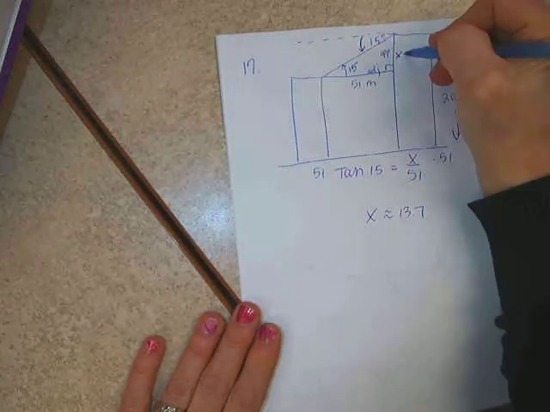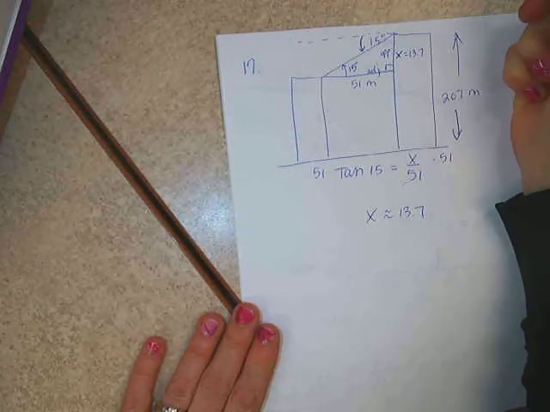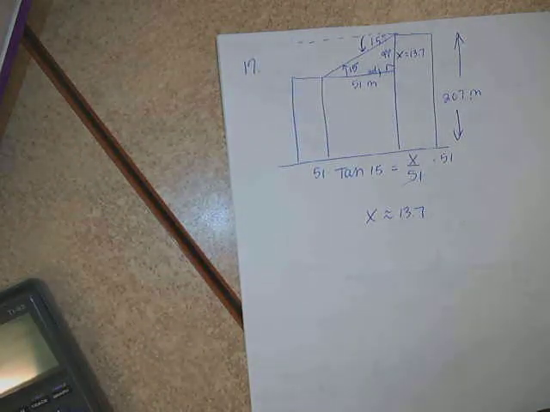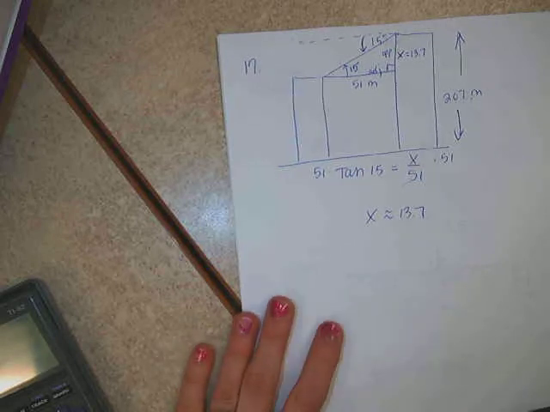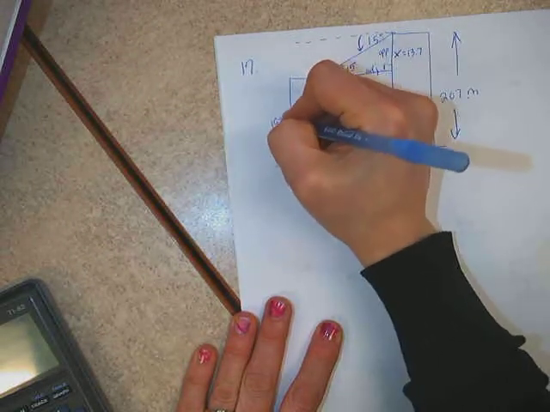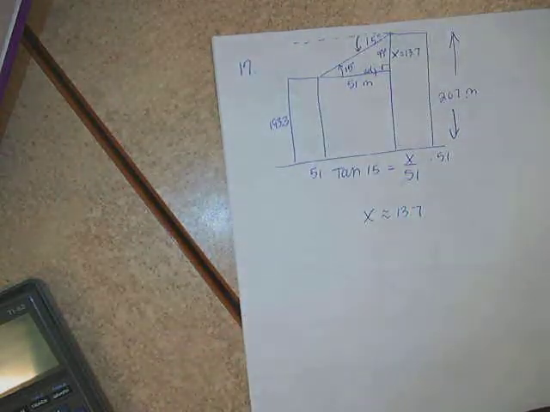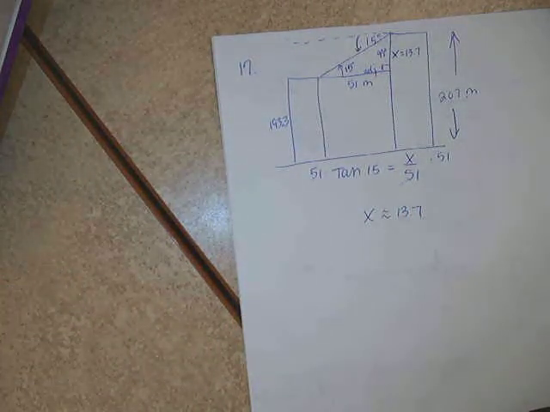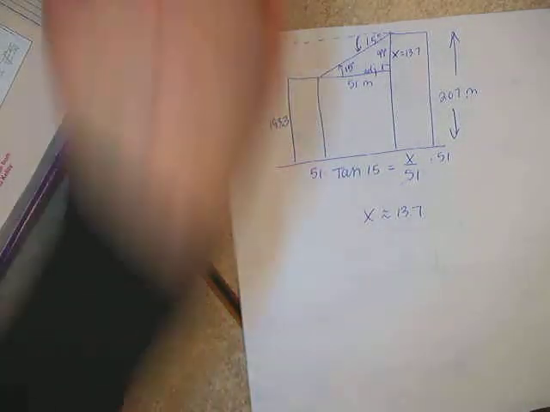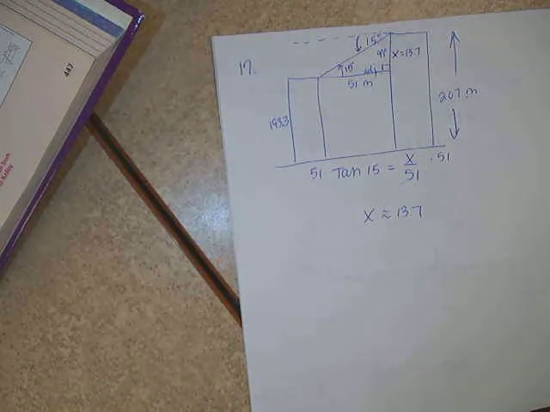So if we do that calculation, we get 13.7 approximately. That is this distance right here. So we would have to subtract that from 207. Which is 193.3. So that would make this distance 193.3. Again, those are approximate.